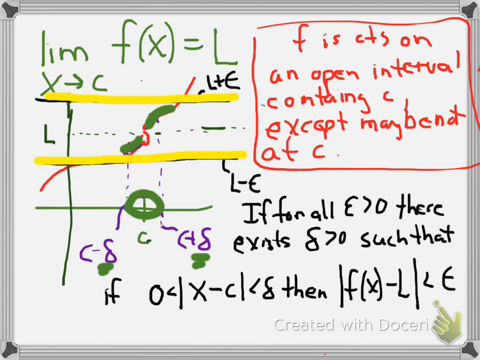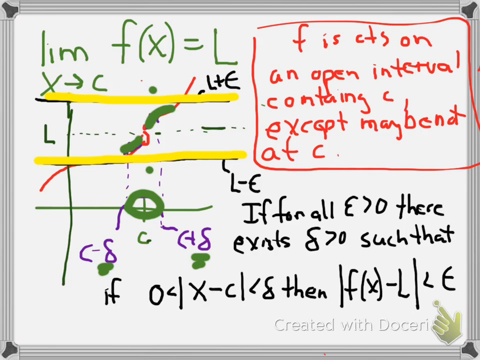So here it is formally. If, for all epsilon greater than 0, that's some positive distance away from the limit, there exists a delta greater than 0, that's some positive radius on this circle around c, such that 0 less than |x minus c| less than delta. So what's that say? That's saying that every x value is in my green circle. If, when I apply the function to every x value in the green circle, all of my f of x's are between the two yellow lines.